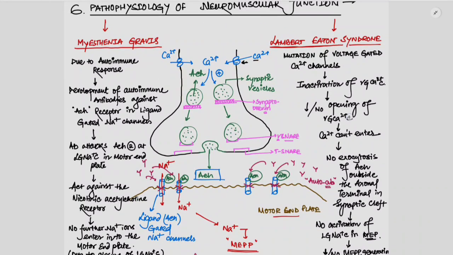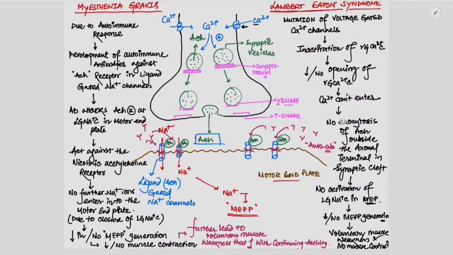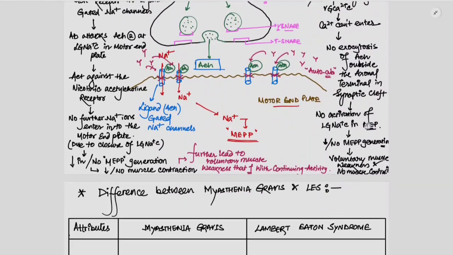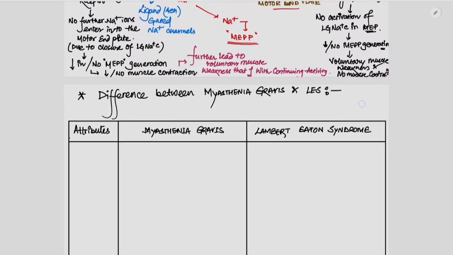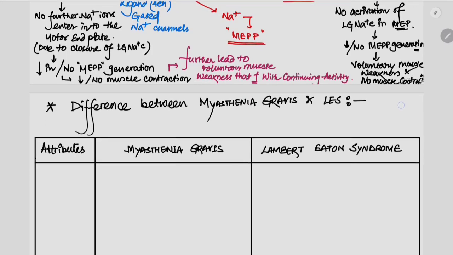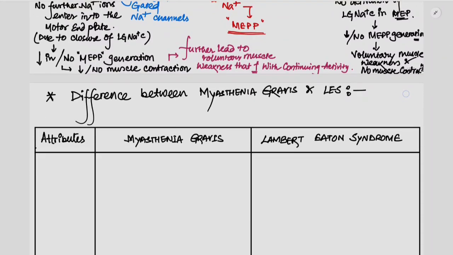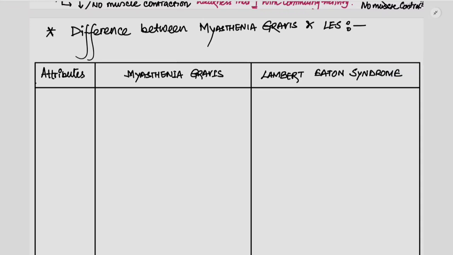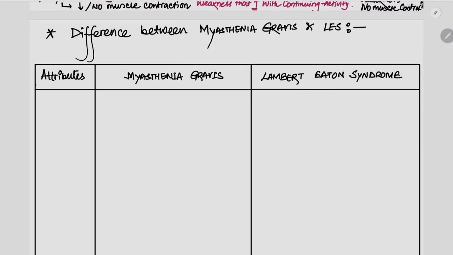This is a very important question for your exam purpose. And now let's move to some differences between myasthenia gravis and Lambert-Eaton syndrome, right? Now we will discuss the differences between myasthenia gravis and Lambert-Eaton syndrome. First difference is in the pathogenesis, or the pathophysiology, of myasthenia gravis and Lambert-Eaton syndrome.